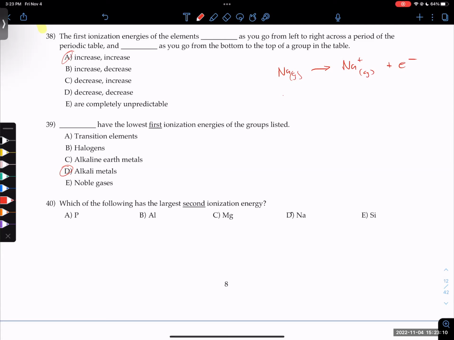The second ionization energy is if you take that product and then you ionize it one more time to make sodium 2+. This is going to be a high ionization energy because sodium doesn't want to lose a second electron, which is why we always see sodium with only a +1 charge. It takes too much energy to remove that second electron. Oh, okay, got it. Thank you.